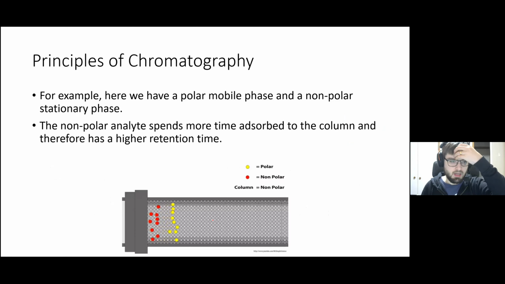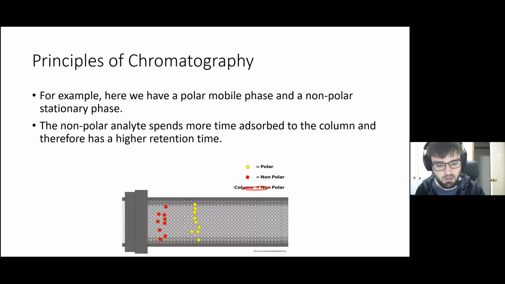So I've got a little animation here. If I just gave you this diagram, you should be able to predict, even if it didn't say what the column was, what the polarity of the column is. So we see these red non-polar molecules are getting stuck to the side sometimes.